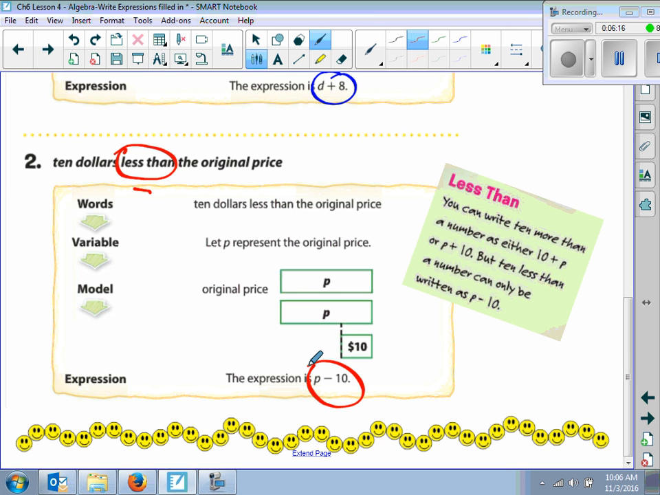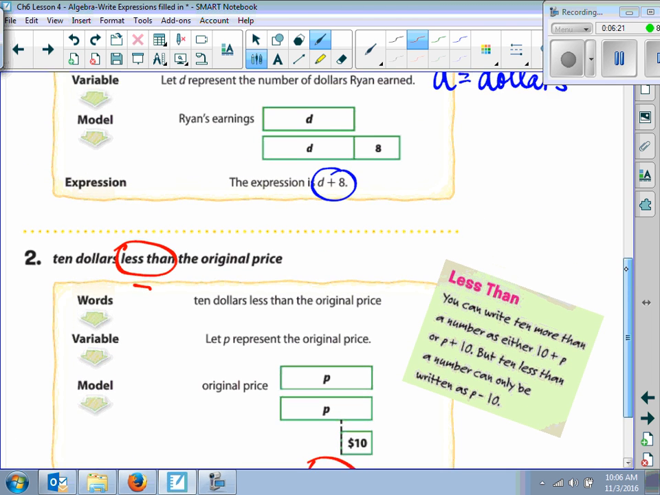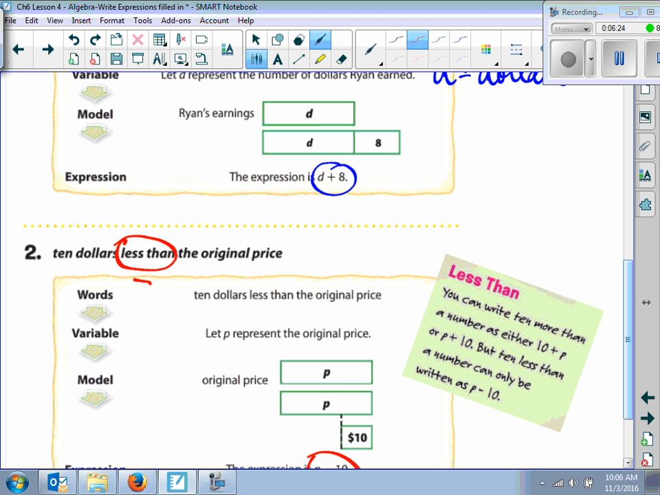Now, this is where you need to be careful. If you are adding, like we did in the first one, if we had D plus 8, could I write 8 plus D and it be the same thing? Yes, because 2 plus 3 is the same thing as 3 plus 2. They both equal 5.